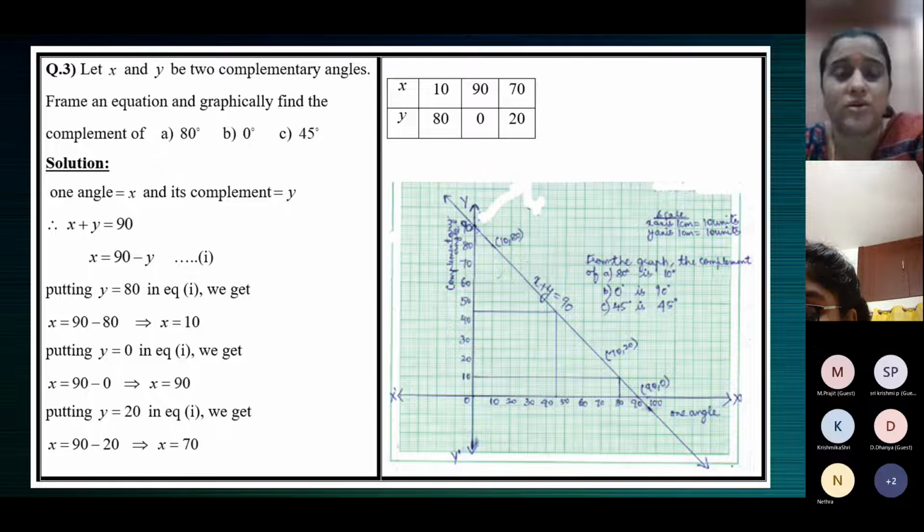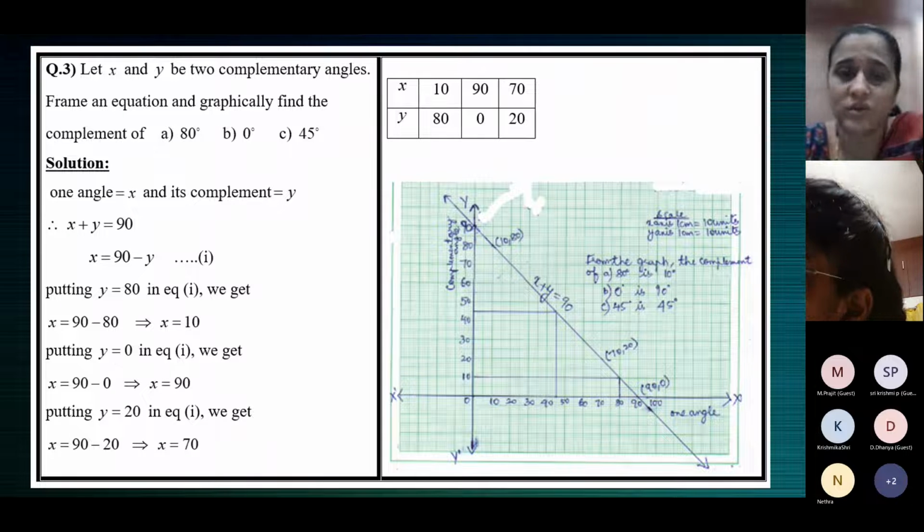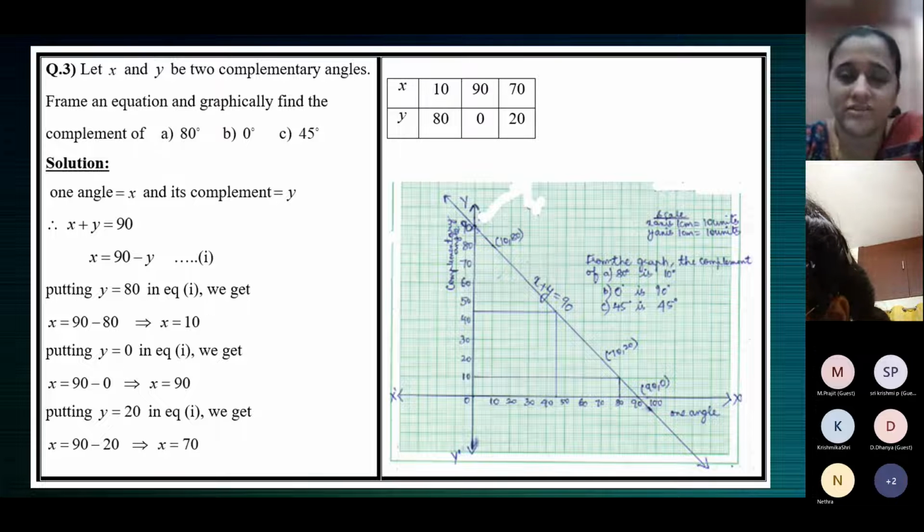Meaning x cannot be 100. You cannot find the complement of 100 degrees. So we'll not take values beyond 90. We can take anything from 0 to 90. You can take 0, 10.